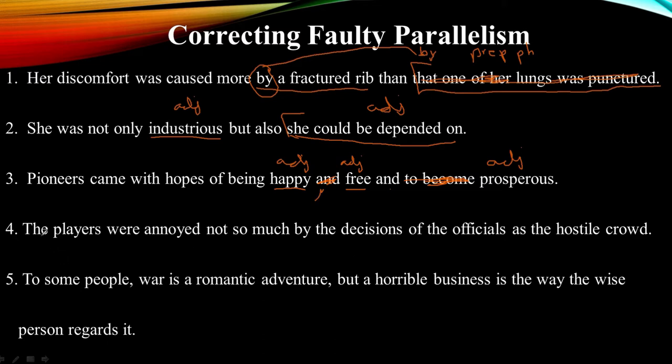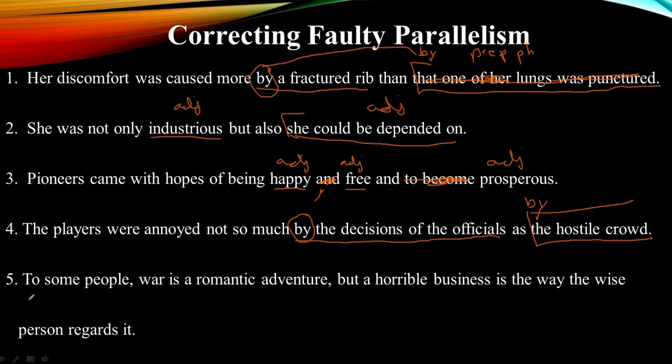Number 4, the players were annoyed not so much by the decisions of the officials. Look at this. We've already got our prepositional phrase. And what do you know? You have to have another prepositional phrase. That's what you're comparing, but you don't have that. All you have is an adjective and a noun. So we have to make this a prepositional phrase. And remember, I told you that if you can repeat the words, do so. And so, wouldn't it be okay to do it like this? The players were annoyed not so much by the decision of the officials as by the hostile crowd.